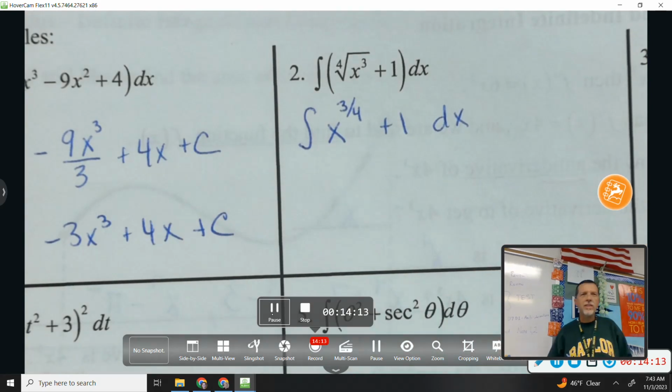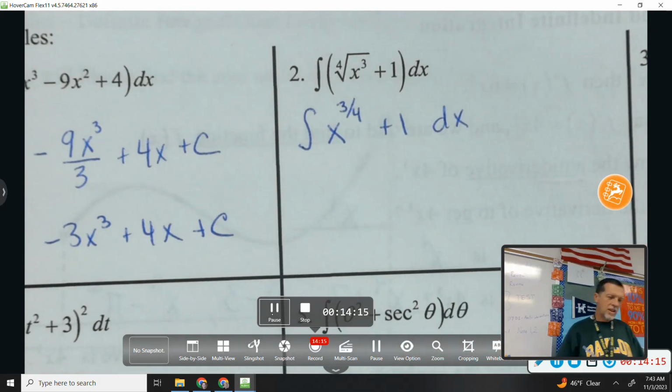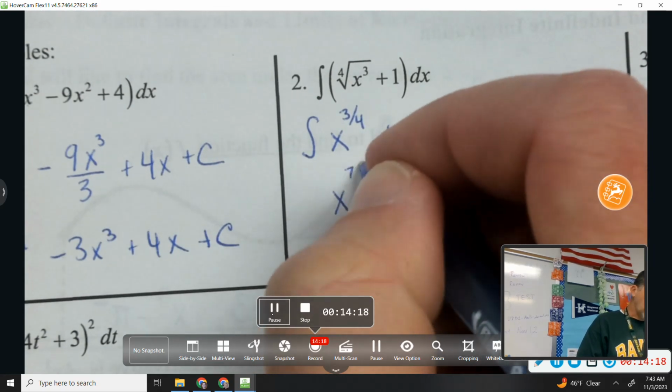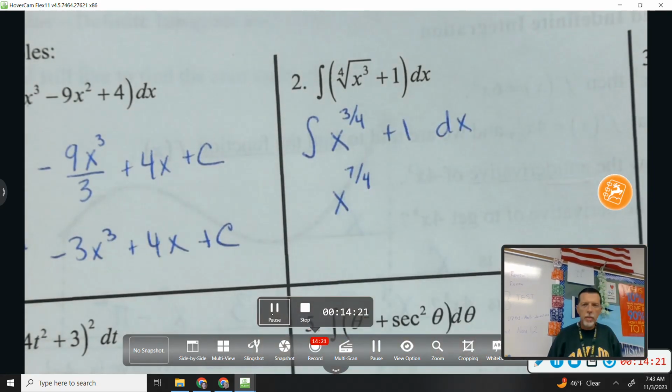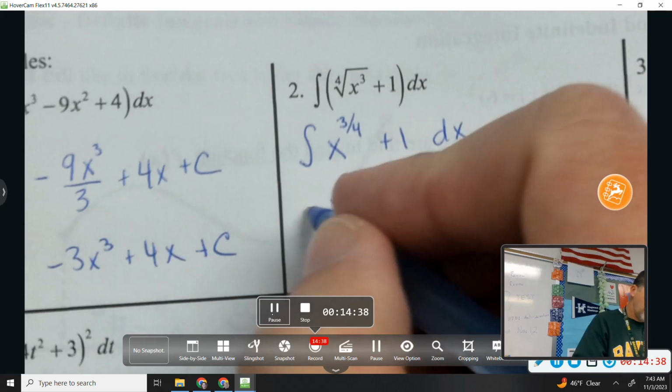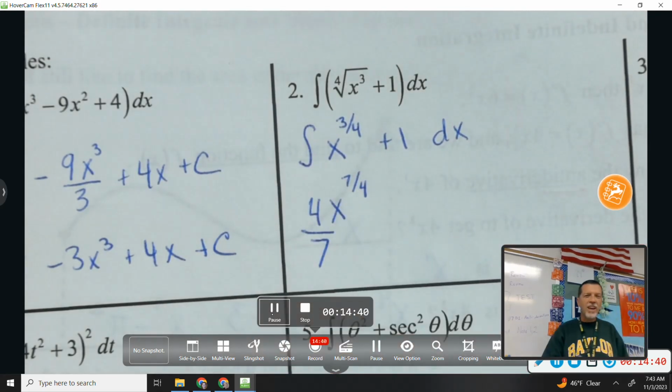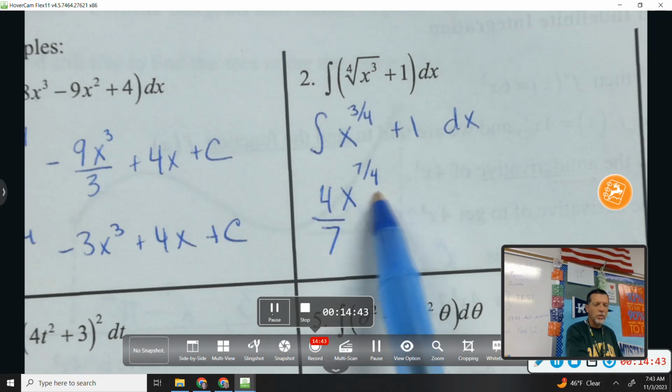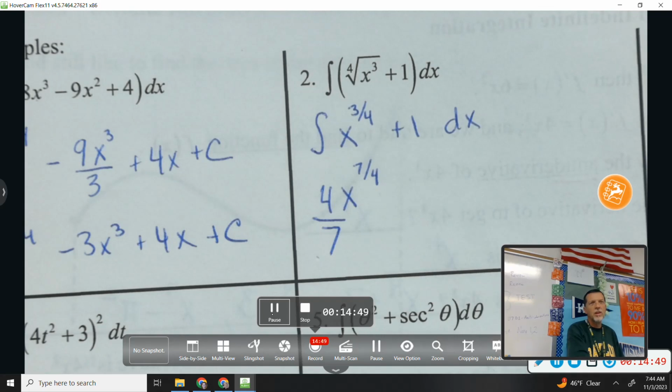So let's see, increase the power by 1. So that would be 7/4. And then divide by 7/4, but that's a little clunky, right? What's an easier way to divide by 7/4? Multiply by 4/7. Plus, if you're thinking about checking, right away that makes sense, because 7/4 times 4/7 is going to go away. Decrease 7/4 by 1, and you get 3/4. So most of the time people are sort of checking as they go to make sure they've got it right.